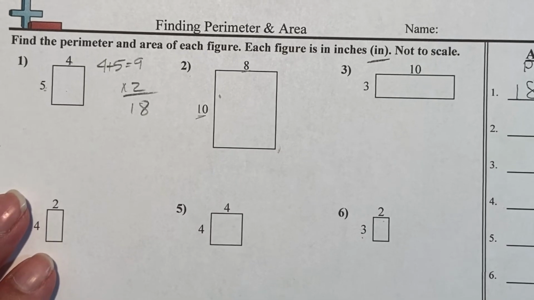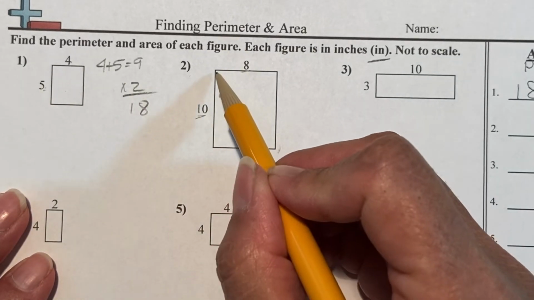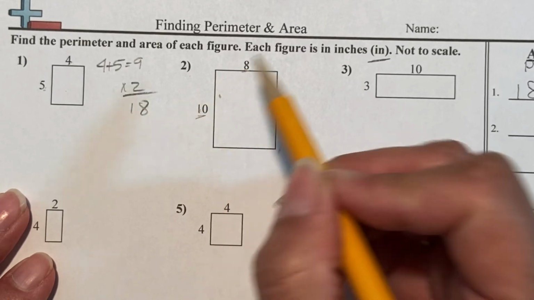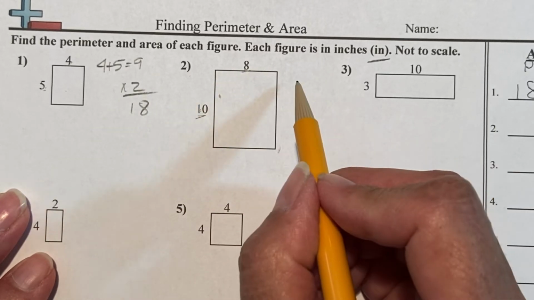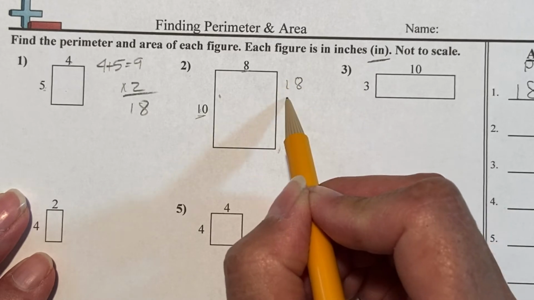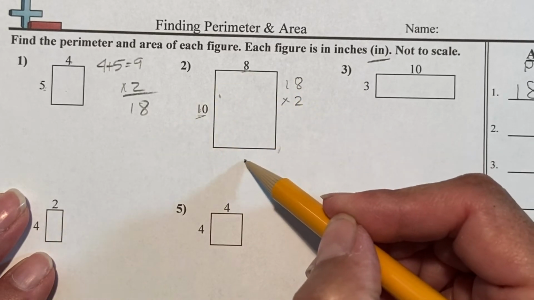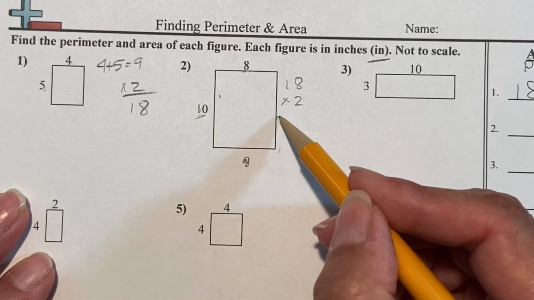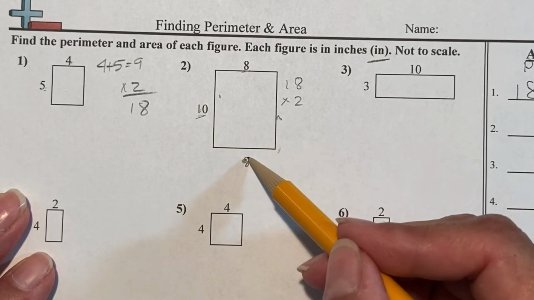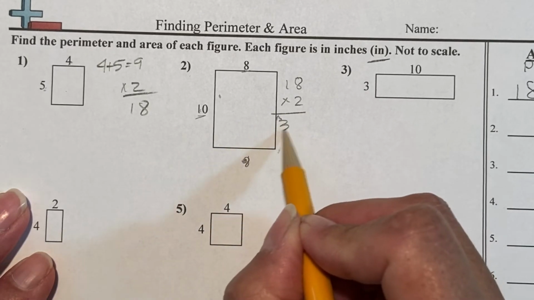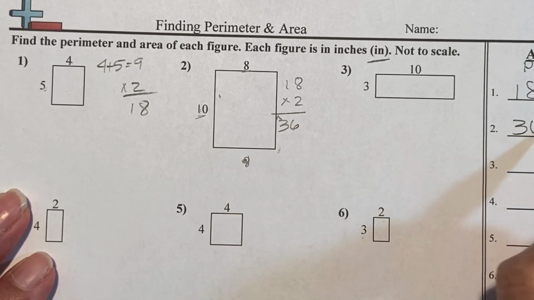Let's take a look at number 2. I'm going to add the length and the width that they gave me. 10 plus 8 is 18. Then I'm going to double that because that means that I'm going to add an extra 8 down here, and I'm going to add an extra 10 over here. So if I double it, I'm going to get the perimeter for the entire thing. That is 36 inches.